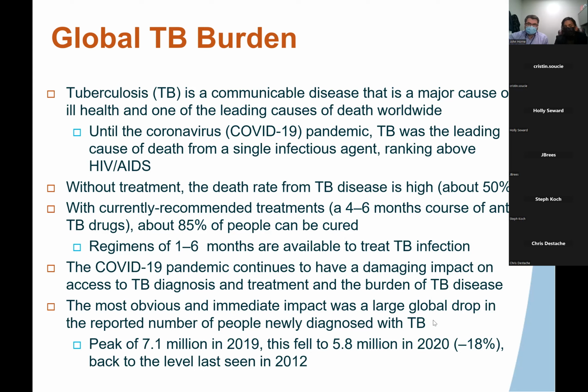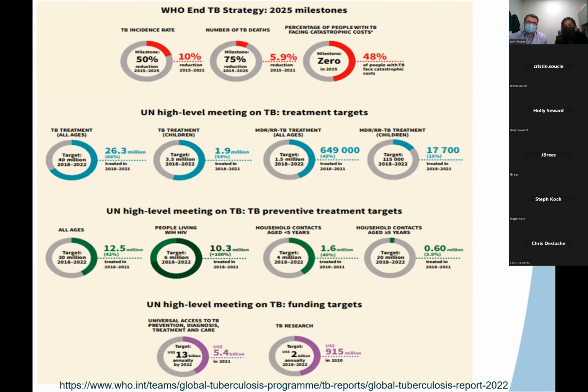In 2019, the peak of tuberculosis diagnoses was 7.1 million, but in 2020 only 5.8 million were diagnosed. That's not because there are fewer cases, it's because we're not diagnosing them or looking for them. So unfortunately, we're having more cases happening. In this case, it says we're back to 2012. That's how much time we have lost in taking care of patients with TB.